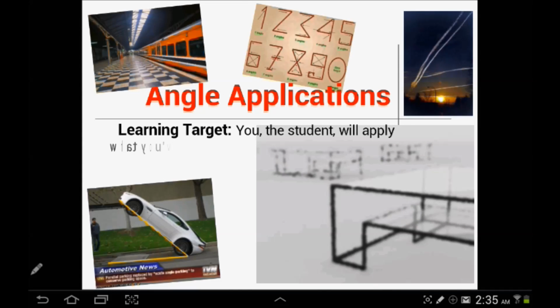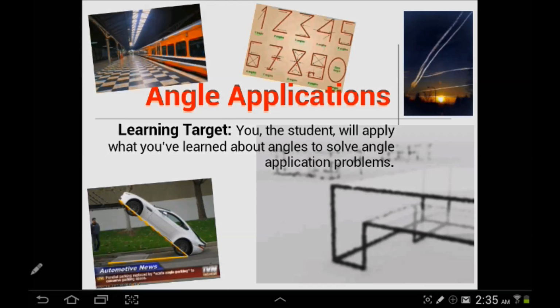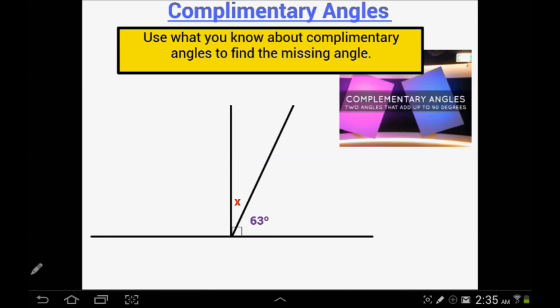This is going to cover basically what we did the previous lesson, but now we're going to apply what we know about angles and use that information to help us solve problems. Angle problems, basically. Problems where there are angles that are missing. Okay, now here's your first example right here.